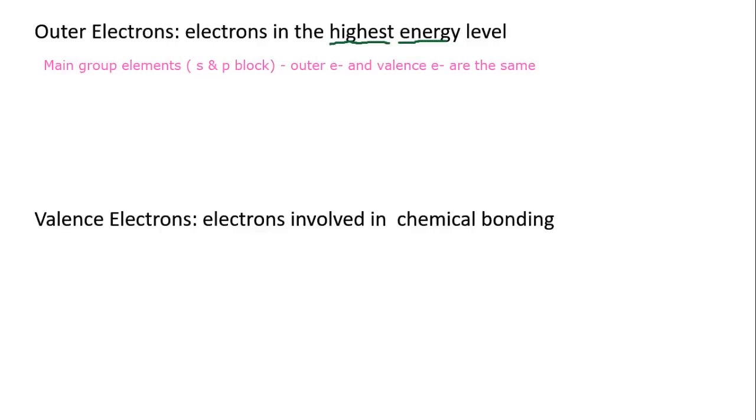For example, if we look at oxygen, helium, 2s2, 2p4. Since 2 is the highest filled energy level, oxygen has 6 outer electrons and 6 valence electrons. So again, for main group elements, the S and P block elements, outer and valence are the same number.